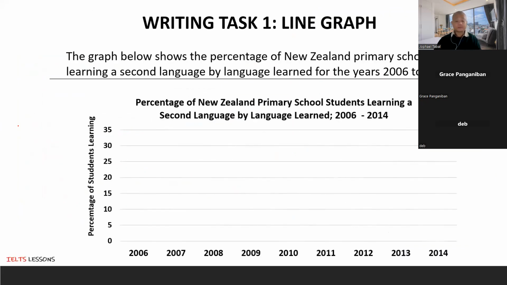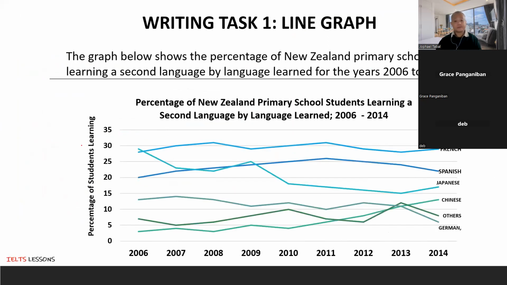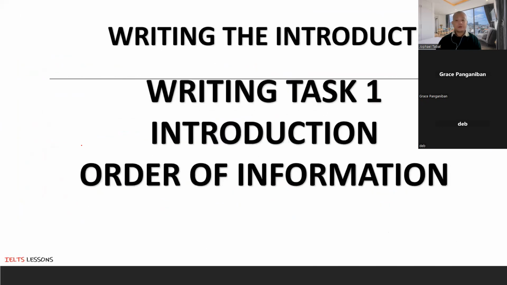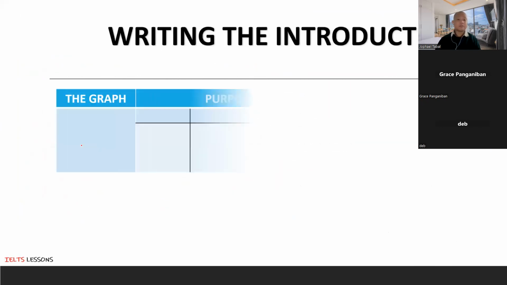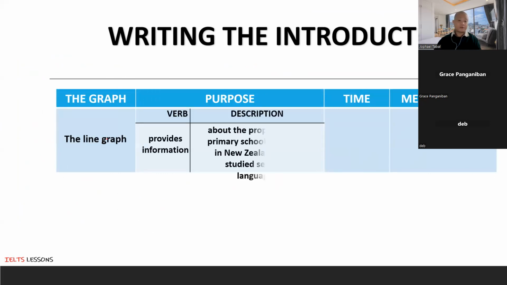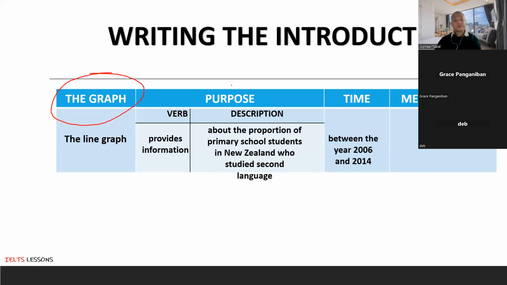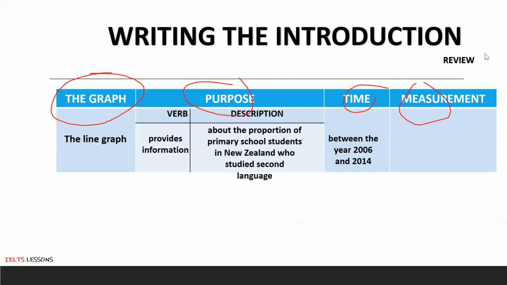So here, this is the line graph. For the introduction for task one, students simply have to follow the order of information. This is simplified. We have here the graph, purpose, time, and measurement. Again, the graph, purpose, time, and measurement. That's it. For the introduction, all we need to do is just to follow the sequence in writing it.